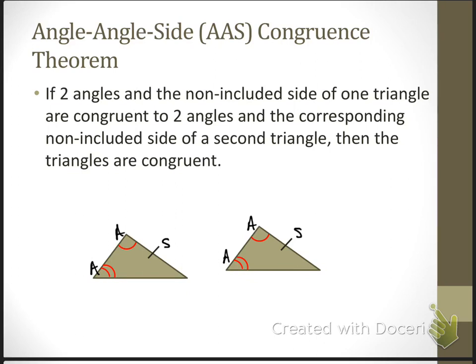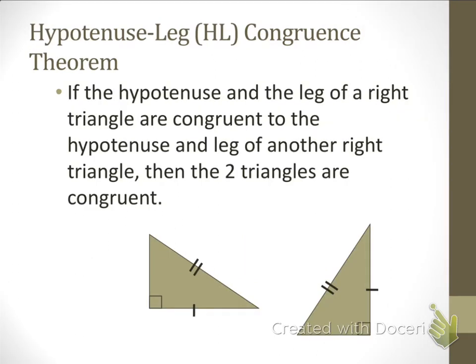There's a fifth type that you could also have. I know we said we're going to talk about four types, but we're going to add in this fifth type just to see what it looks like. This is called the hypotenuse-leg congruence theorem. If the hypotenuse and the leg of a right triangle are congruent to the hypotenuse and the leg of another right triangle, then the two triangles are congruent to each other. So here you have your hypotenuse, which is a side.